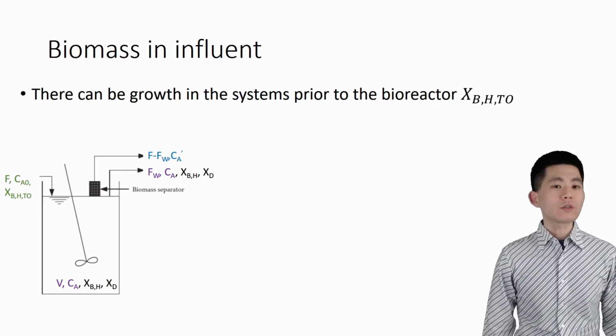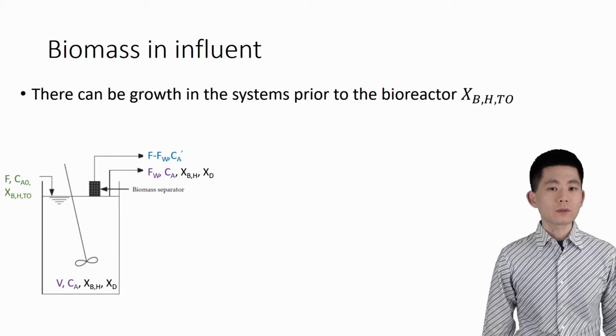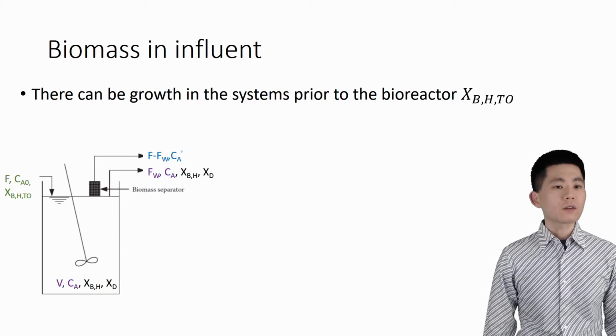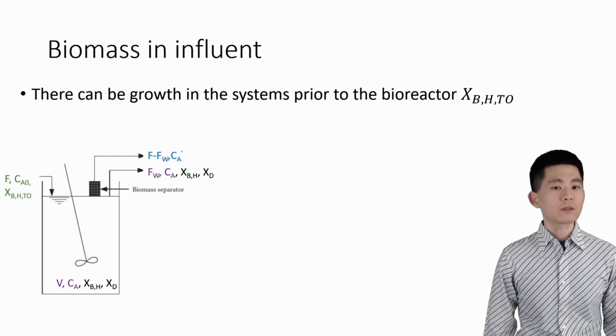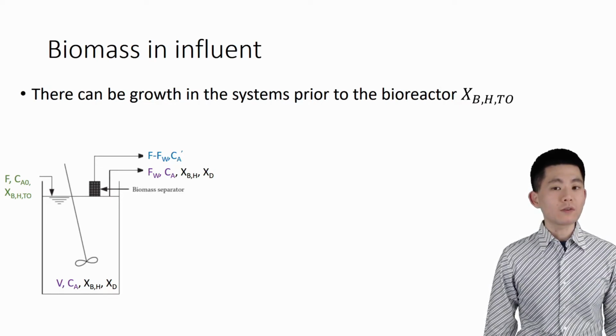In addition to non-biodegradable materials, there can be biomass in the influent as growth can occur before the bioreactor, such as in the wastewater collection system, headworks, and in the primary clarifier. The influent biomass is denoted by XBHTO. Can you pause this video to write the steady-state biomass mass balance, including the biomass in the influent?